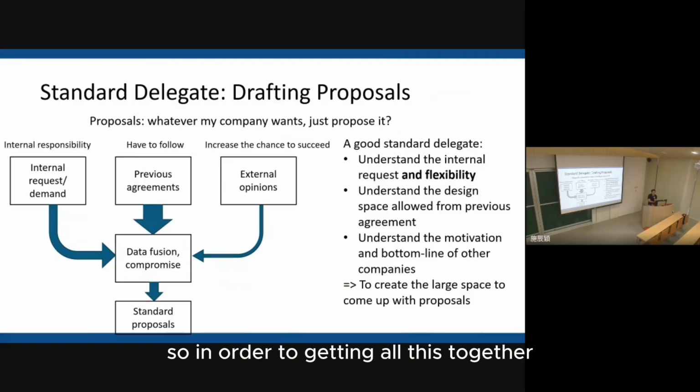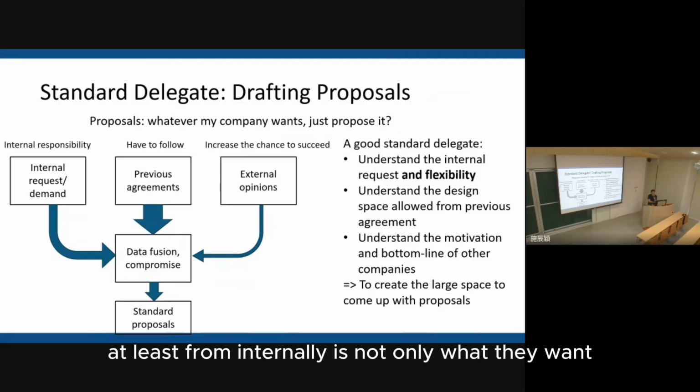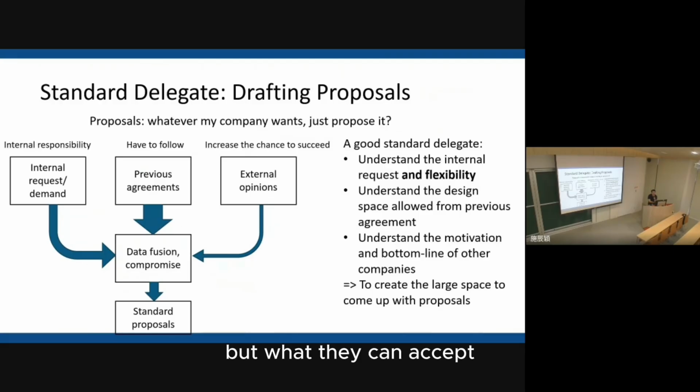So in order to get all this together, one important thing we need to know, at least internally, is not only what they want, but what they can accept. That's what I mean by flexibility. So understand internal opinions, not just directly asking them, hey, what do you want? Actually understand why they want this, to understand how flexible we are. What can possibly be acceptable to us is very important. Okay.